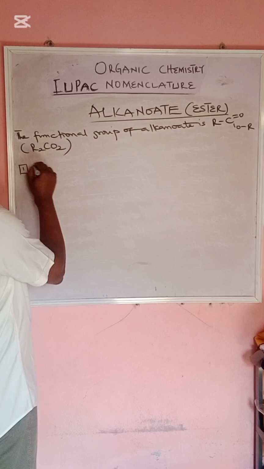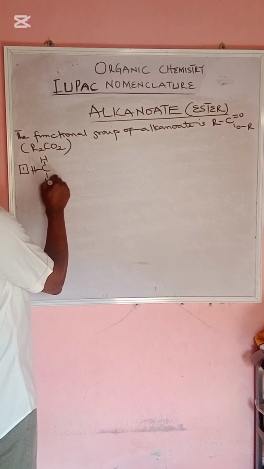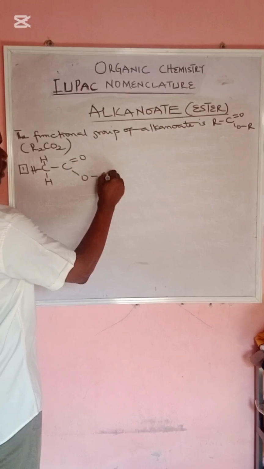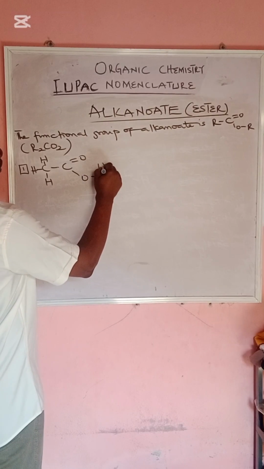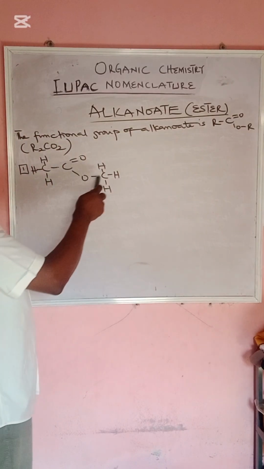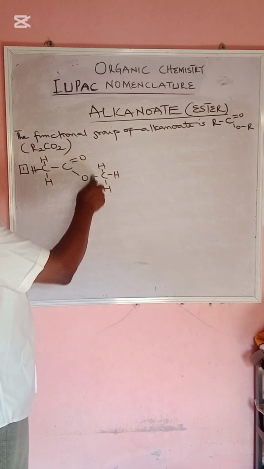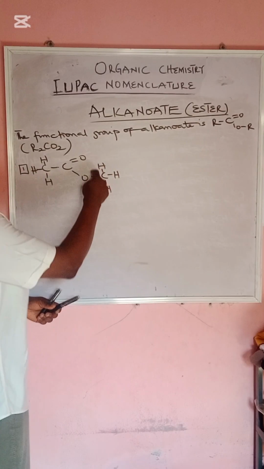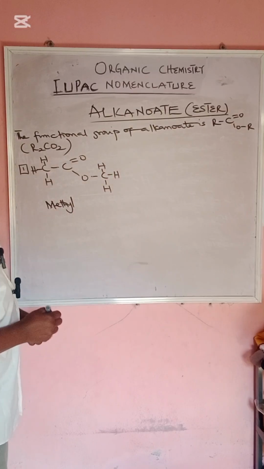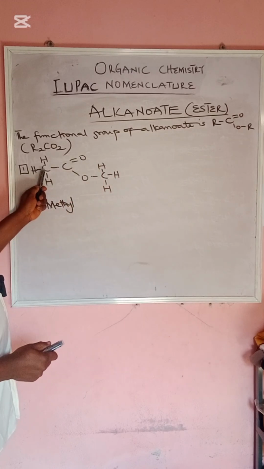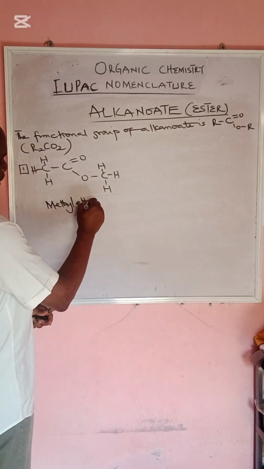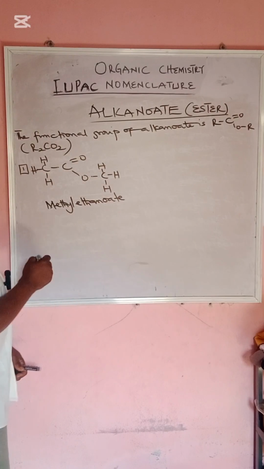Let's see how it is written. You can put methyl here, then double bond, or you can put another methyl if you like. You have to name this. You always name this one first. What you have is methyl, so we call it methyl. This one is ethanoate. So we call it methyl ethanoate. That's the name.